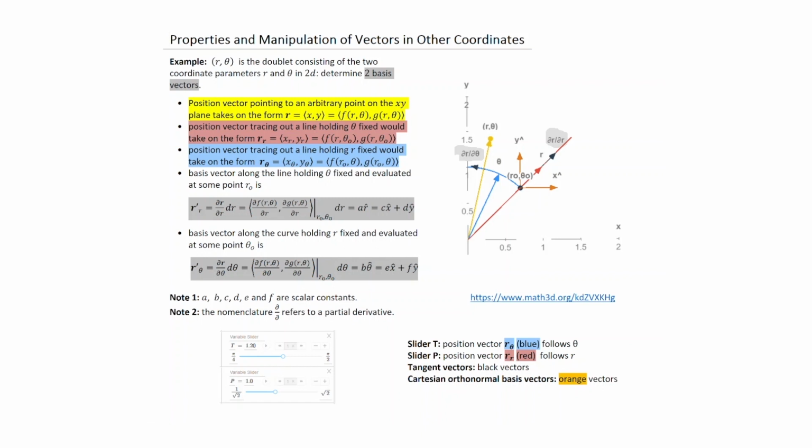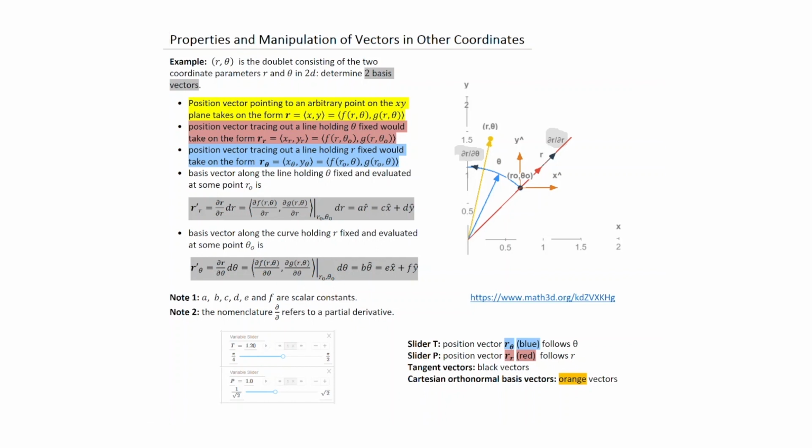So the example I've given here is a two-dimensional problem because it's easier to visualize. And the example is r(θ), a doublet, consists of two coordinate parameters, r and θ, in 2D. And what we'd like to do is to determine the two basis vectors, all right? One dealing with the direction of r and one dealing with the direction of θ.